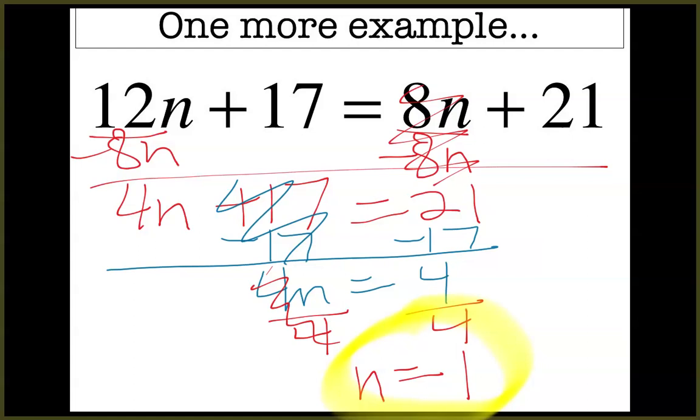Why shouldn't I have circled that solution? Because I'm not 100% sure that it actually is true. Does n equal 1? I don't know. I have to see if n equals 1 when I put that right in here. So, what's 12 times 1? 12. What's 12 plus 17? 29. Okay, well what's 8 times 1? 8. Plus 21, does that come out to 29? Does that work? Yep. Okay, so we're good to go.